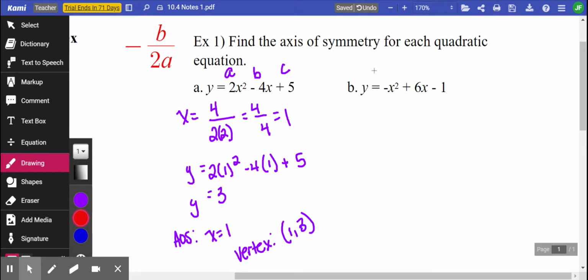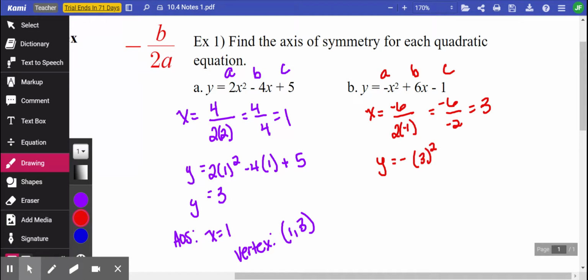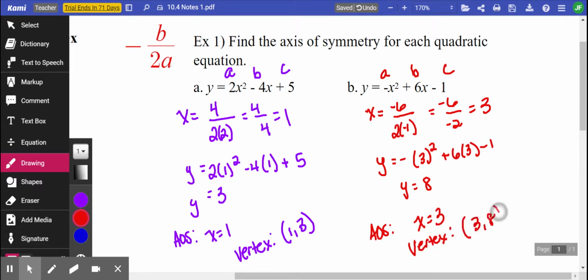Let's do another one. Same idea. A is negative 1, B is 6, C is negative 1. So to find our x, we're going to do the opposite of b, so negative 6 divided by 2 times a, which is negative 1, and simplify the denominator, and then divide, so we get x equals 3. Then we are going to plug 3 in. Again, parentheses are important when you're typing this in your calculator. And we're going to simplify. So this ends up being negative 9 plus 18, which is 9, minus 1, which gives me 8. So my axis of symmetry is going to be x equals 3. My vertex is going to be the point 3, comma 8.